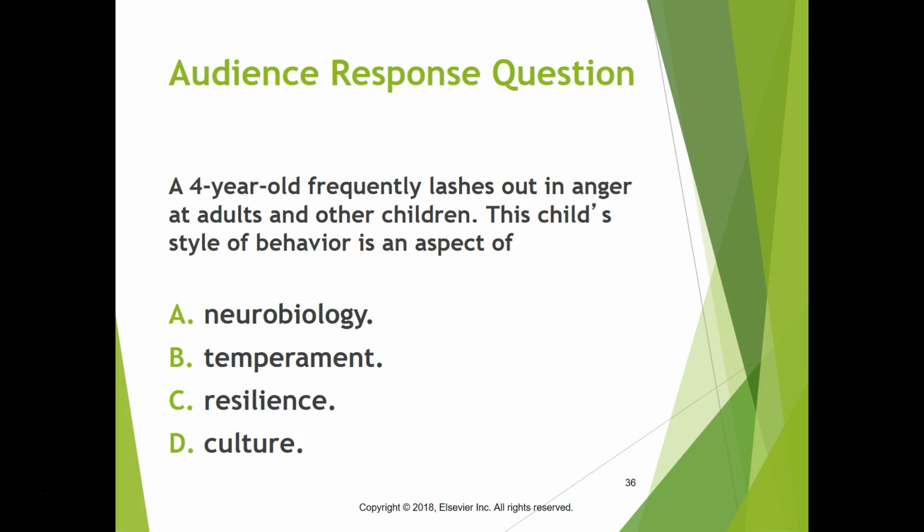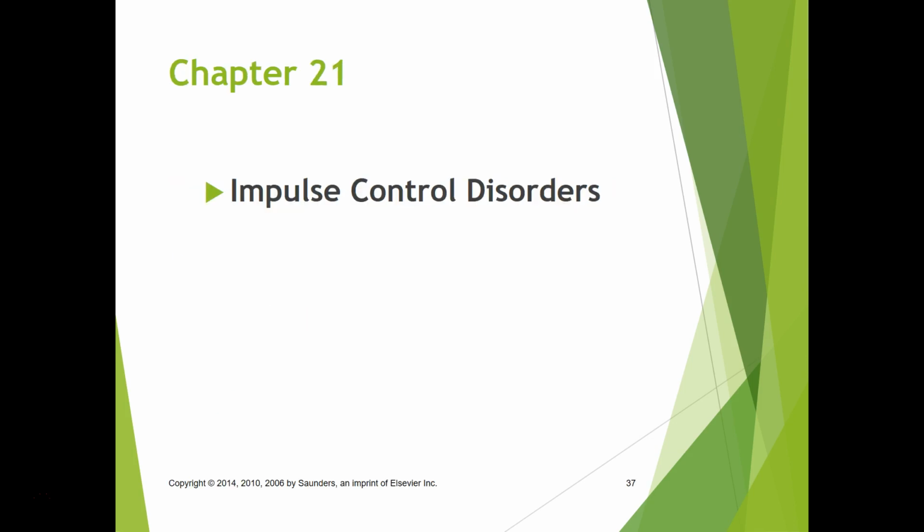Another audience response question: a 4-year-old frequently lashes out in anger at adults and other children. This child's style of behavior is an aspect of neurobiology, temperament, resilience, or culture. So I'm hoping that you think it's temperament. A 4-year-old, again, isn't very far along developmentally, so it's very possible that it's an inborn temperament issue, that perhaps that child has always been more fussy and emotionally reactive.